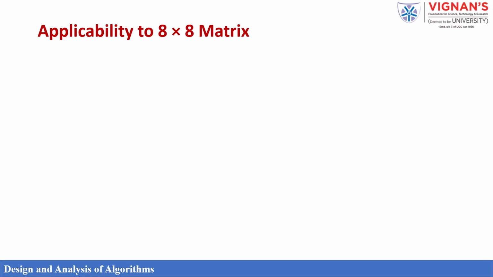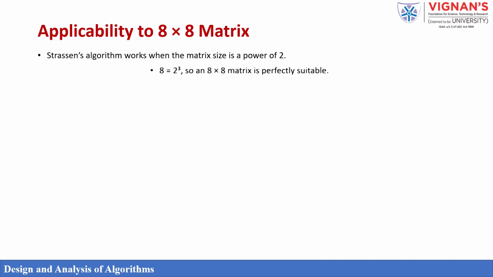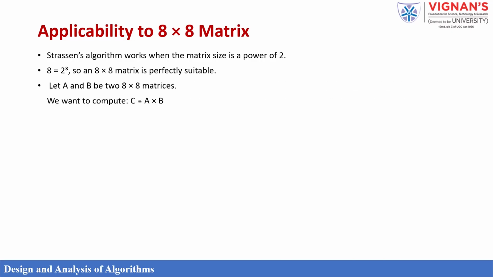Applicability to 8 by 8 matrix. Strassen's algorithm works only when the matrix size is a power of 2. This means the number of rows and columns should be like 2, 4, 8, 16, etc. Since 8 is equal to 2 power 3, an 8 by 8 matrix is perfectly suitable for applying Strassen's algorithm. Let A and B be two 8 by 8 matrices. Our goal is to compute their product, C equal to A into B.